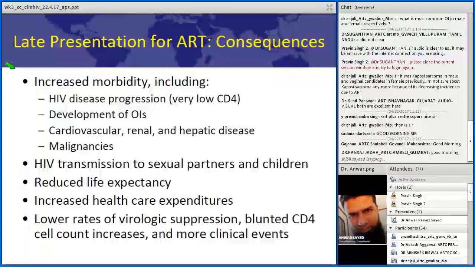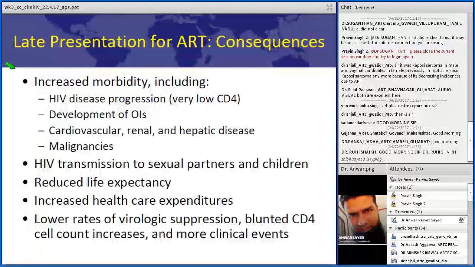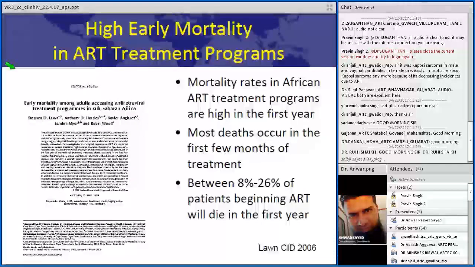As and when there is a delay in ART initiation, there will be a risk of transmission of HIV to the partners, and ultimately it may get transmitted to the children. Then obviously life expectancy will be reduced. Then there will be increased health expenditure because of multiple hospitalizations, hospital costs will increase, and ultimately people will end up spending more money in the hospitals.